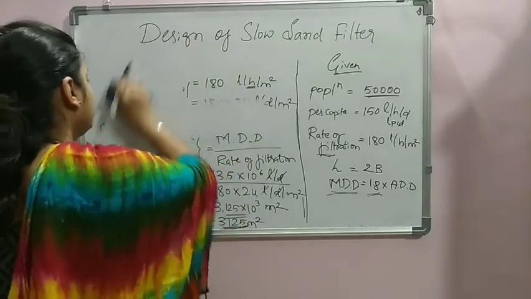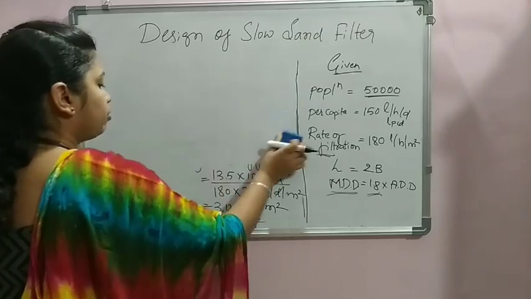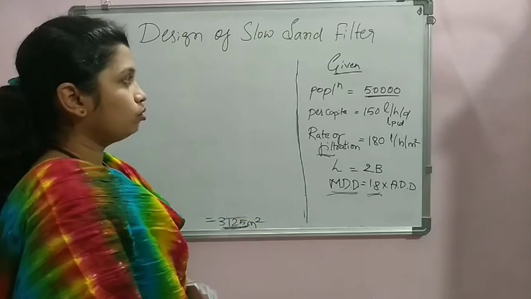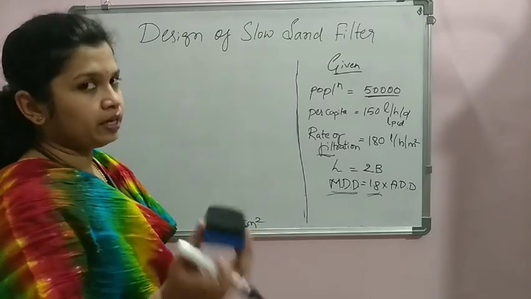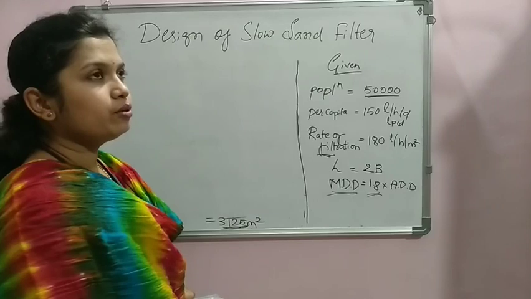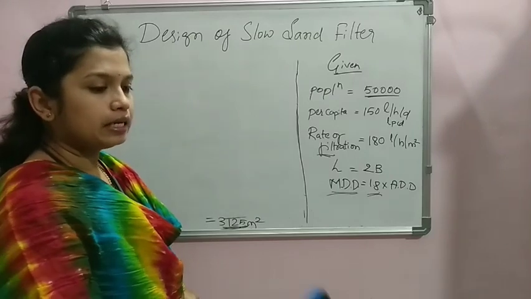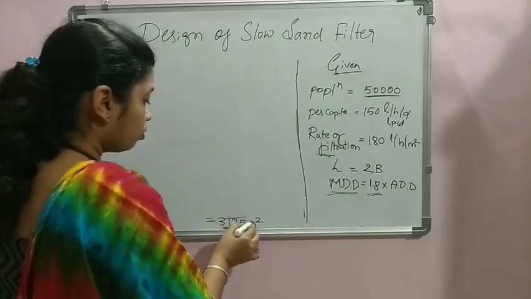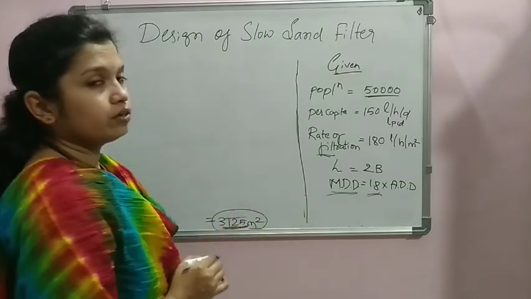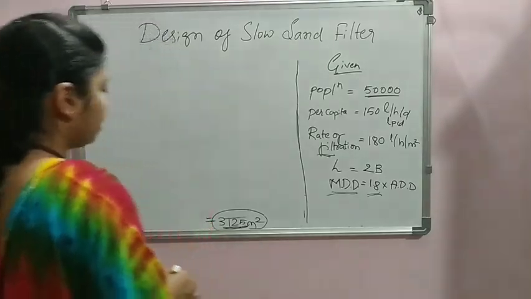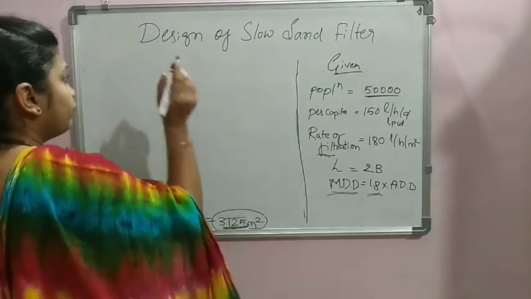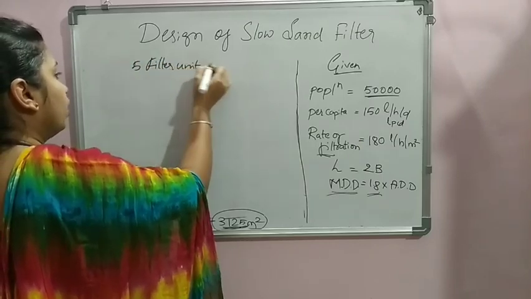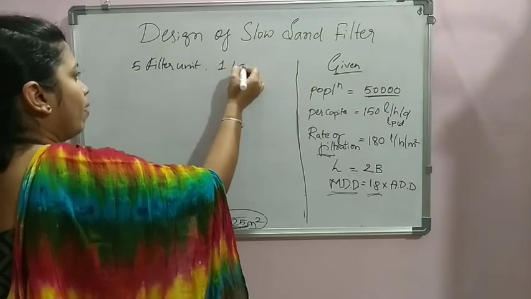So now let us check. They have given us that we have to design 6 filter units, and they have told that among the 6 filter units, one will be kept as backup. So backup will be used only in cases of repairs, cleaning, and all such conditions. Because of that, we are not going to divide this total area among 6 units. We are going to divide the total area among 5 units. So we are considering 5 filter units because one will be backup.